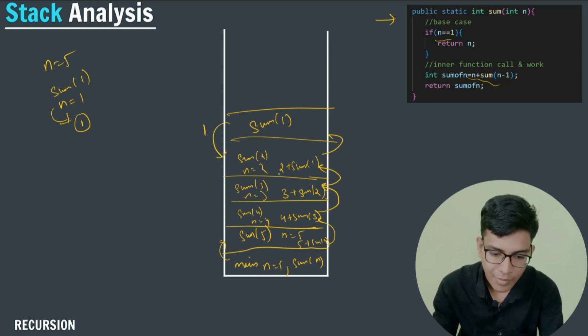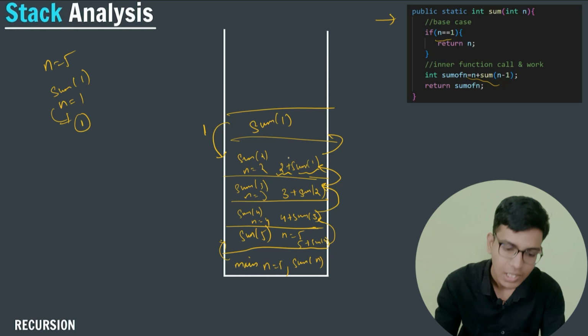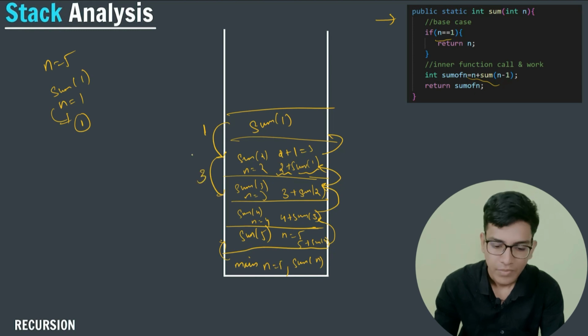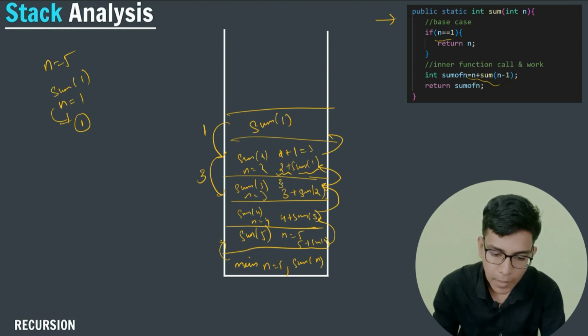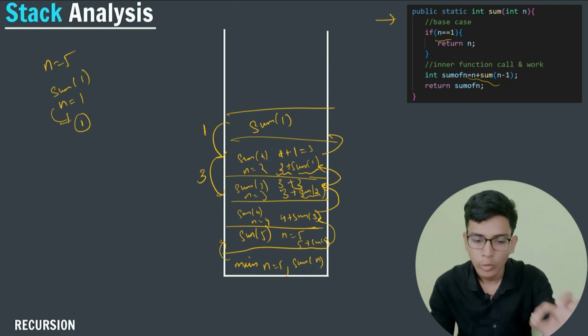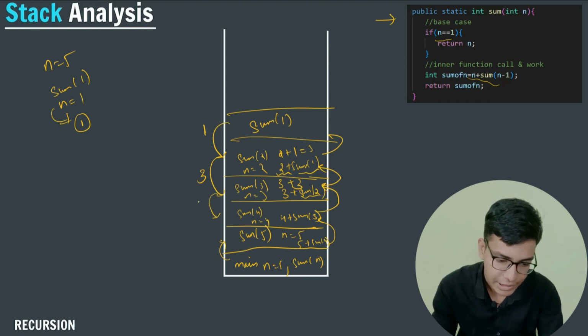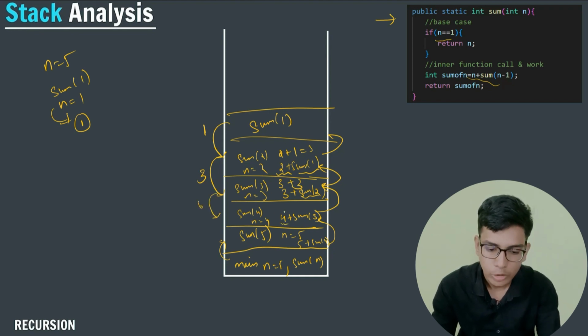From this I will calculate the returned value plus n value, that is 2 plus 1. So from this I will return 3. After that I will calculate 3 plus 3, the returned value is 3, right? So n value plus the returned value, 3 plus 3, gives me 6. After that the n value is 4, so 4 plus the returned value 6 will return me 10.